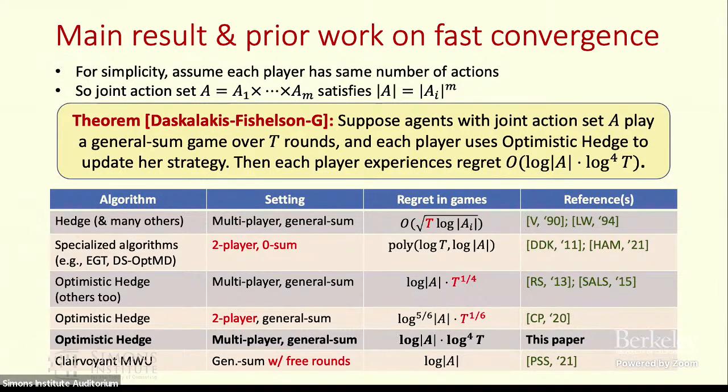And correspondingly, the fast rates that have been known in multiplayer general-sum games have lagged behind those in two-player zero-sum games. In 2015, Syrgkanis et al. showed a regret bound that scales as T to the 1/4. That was improved to T to the 1/6 by Chen and Peng in 2020. And our result was the first to get a polylogarithmic regret bound in T for multiplayer general-sum games. Subsequent to our work, there's been a new paper which shows that a different algorithm called clairvoyant MW gets regret that's constant in the time horizon T, although they work in a slightly different setting of multiplayer general-sum games with free rounds of computation.